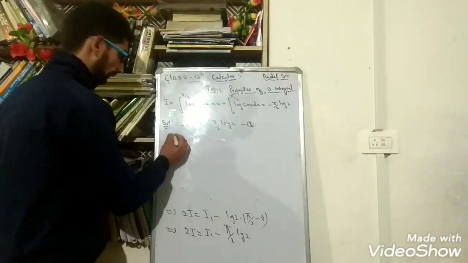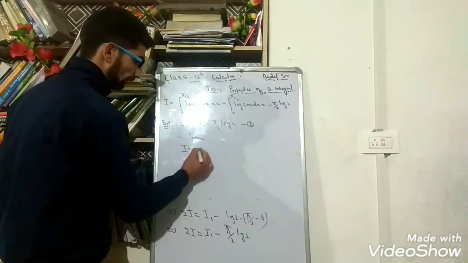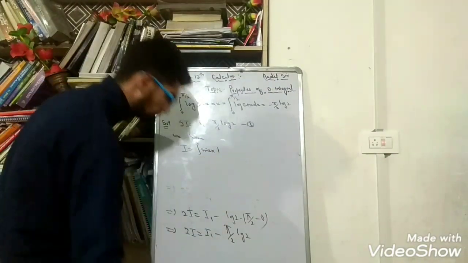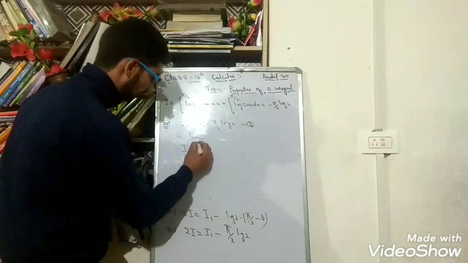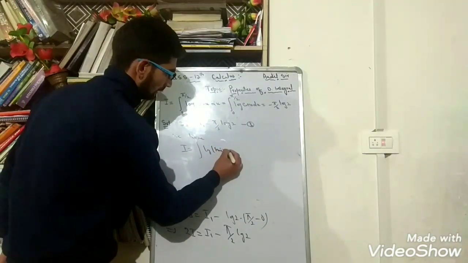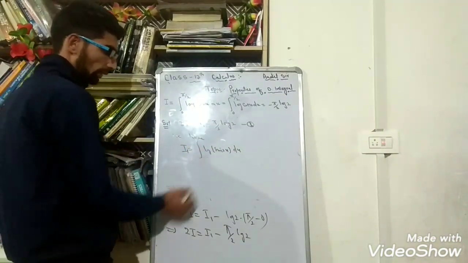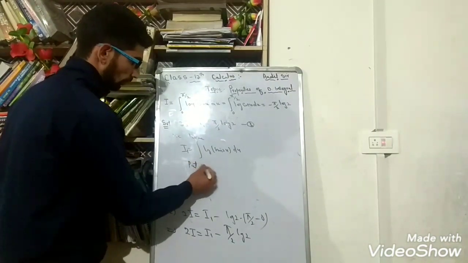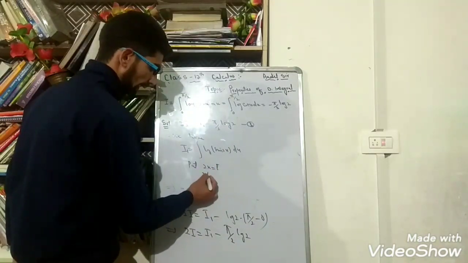Now we have I1, which is the integral of log of sin of 2x dx. I have taken it here: I1 equals the integral of log of sin 2x dx. So I will substitute 2x as t. Put 2x equal to t. What will I get? 2 dx is equal to dt.